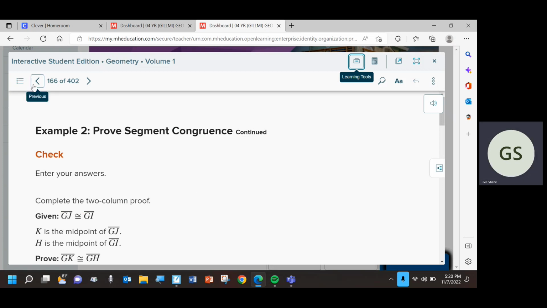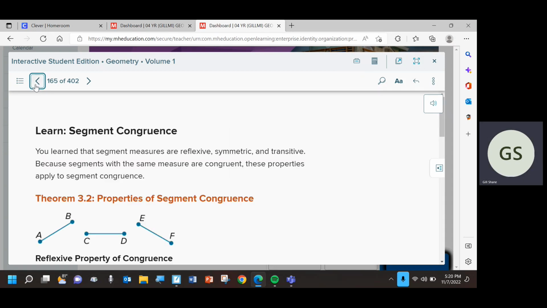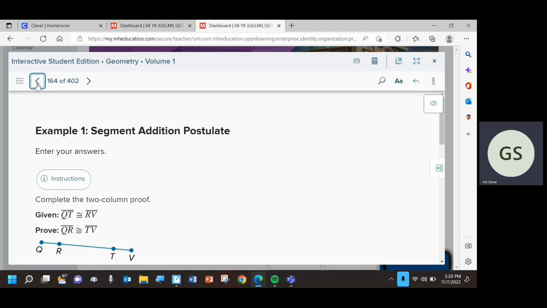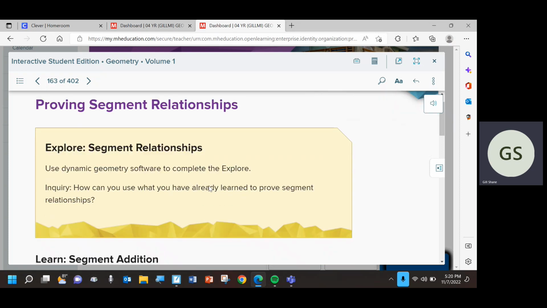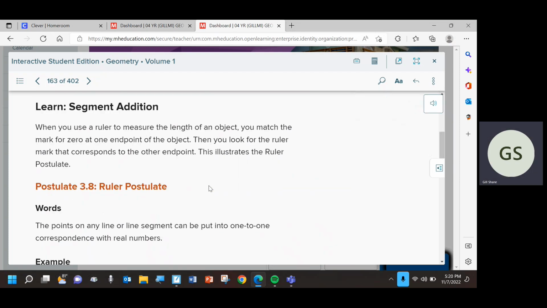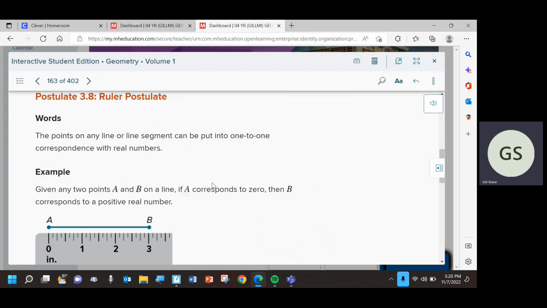All right. So in the book, we were done with the first lesson, writing proofs. Now we're on proving segment relationships. This is page 163. This first number always matches up with your pages. So we said there's a ruler postulate. I don't plan on ever using that in any proofs.